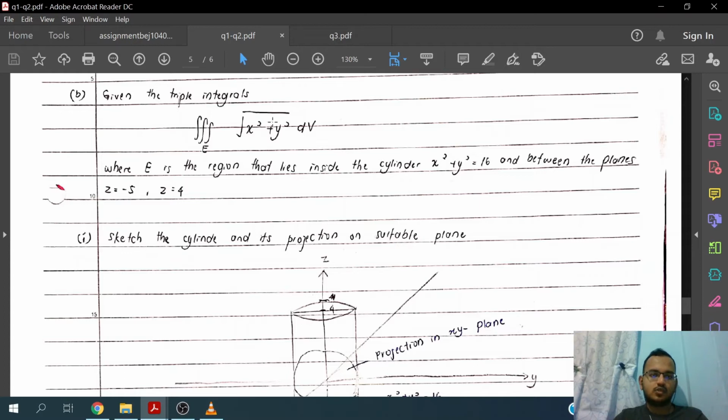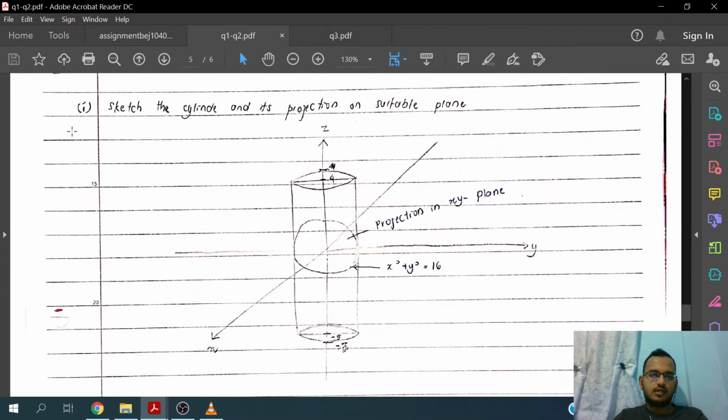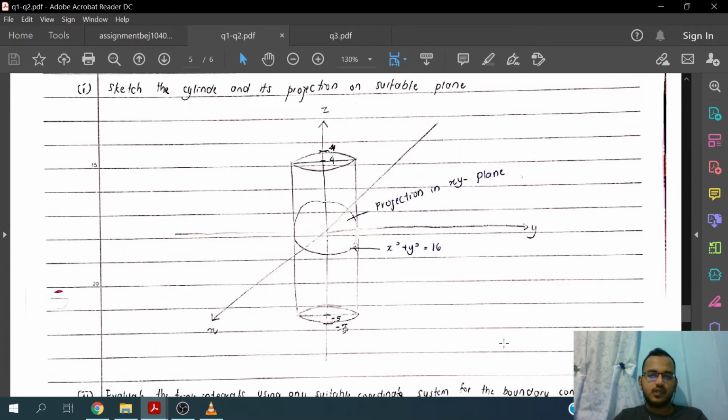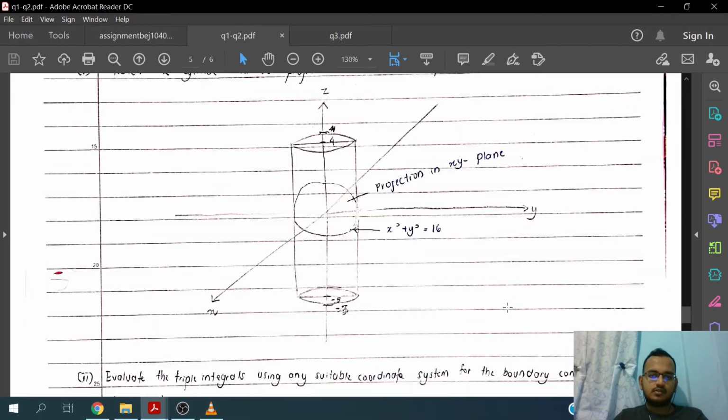So this is question 2b. 2b is about triple integral. B1: sketch the cylinder and its projection on a suitable plane. So this is the sketch for question B1.